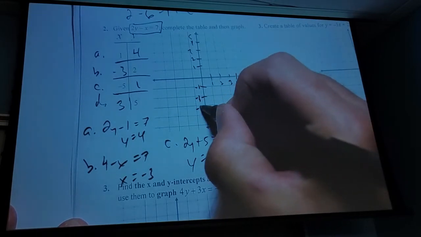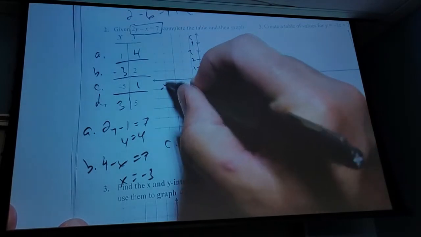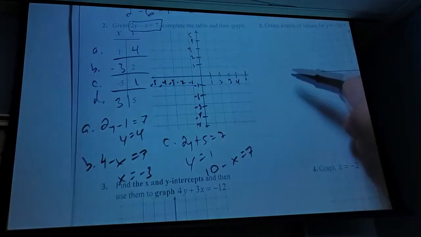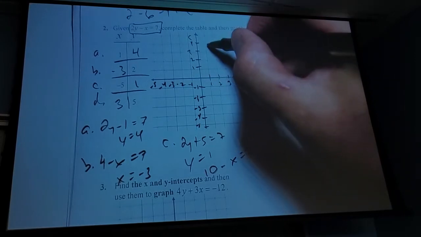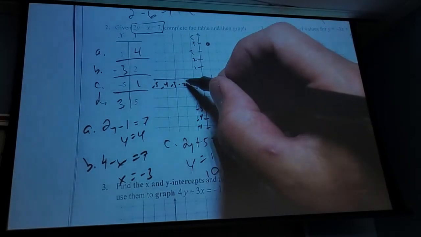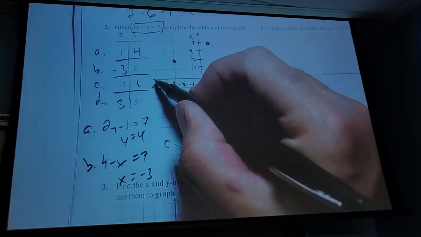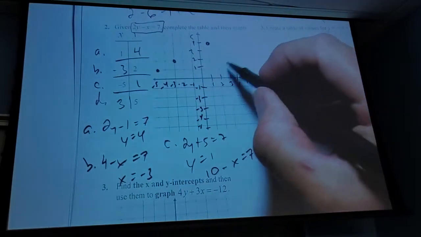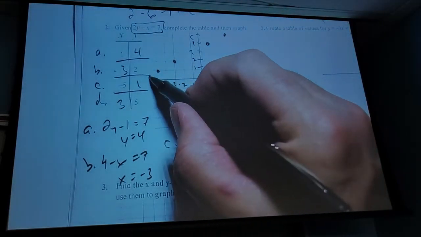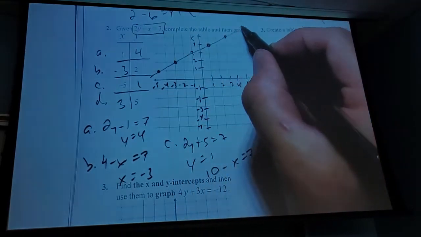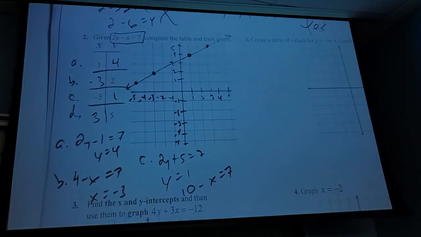Negative 3, negative 4, negative 1, negative 2, negative 3, negative 4. Negative 1. Okay. So 1, 4. 1, 4, negative 3, 2. Negative 5, 1. And 3, 5. Do those look like they line up? Yay! It's like the straightest line I've ever made. You were here to witness that.